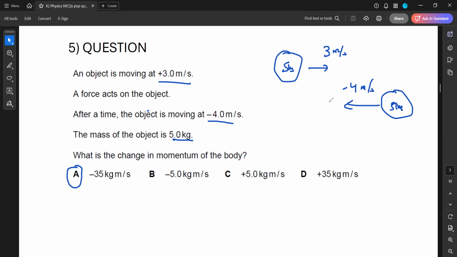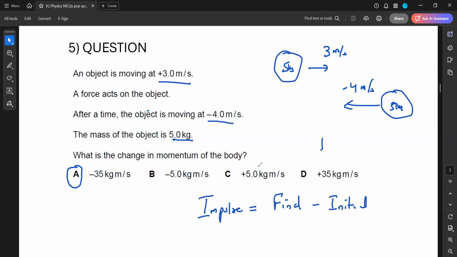First, as you can see, the direction has changed. If a direction has changed, how will I get an impulse? Final plus initial. Yes. Now, the normal formula for impulse is final minus initial, okay? This is the normal formula when we want to calculate the impulse of an object.